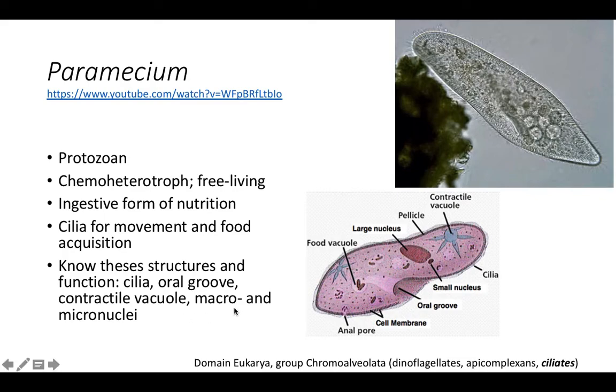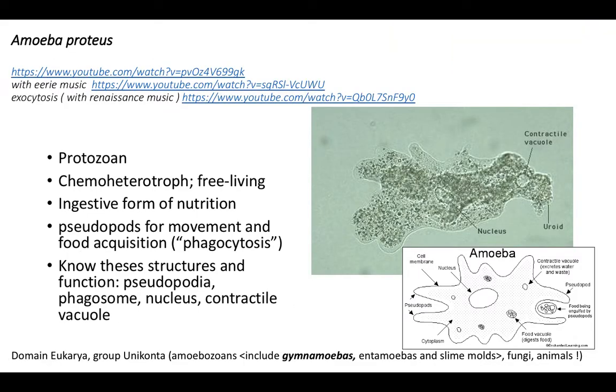And do remember that all the ciliates, they have a great big macronucleus and then a much smaller micronucleus involved in sexual reproduction. We'll have living cultures of paramecium, and they're beautiful in wet mounts. They look like big battleships kind of cruising through the terrain. And then our next free-living protozoan, amoeba proteus. So want to remember they use pseudopods for motility and food acquisition for phagocytosis. So on a diagram or a model, you'd want to identify the pseudopodia, be able to identify the food vacuole, also called the phagosome, be able to identify the nucleus, and again, the contractile vacuole.